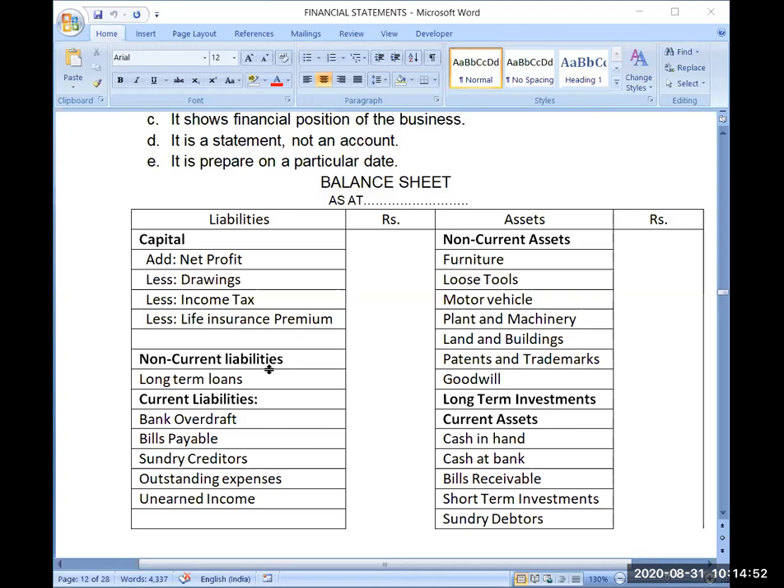Like furniture, you will purchase once and you will be using that furniture for at least the next 4 or 5 years. Same is the case with loose tools. Loose tools are the small tools like screwdriver and many other things like that, that you will be using for your repair maintenance. So these are your non-current assets because you will be using these assets for the long run.